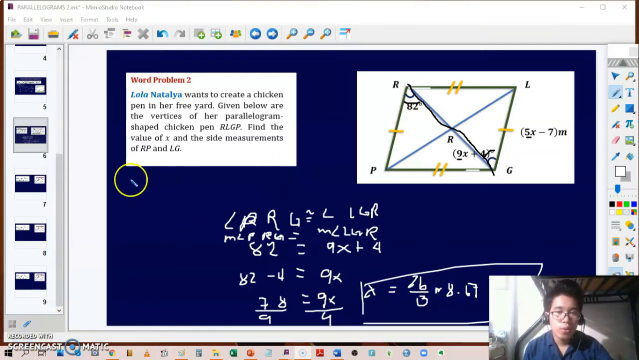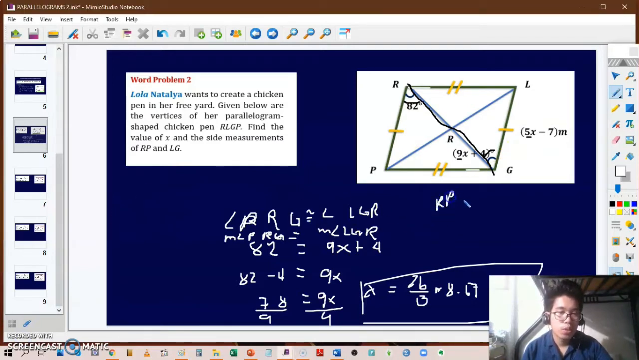Therefore, we can also say that line segment RP is congruent to line segment LG. So if we get the measurement of LG, we also get the measurement of RP. And line segment LG measures 5x minus 7 meters. So we can substitute the value of x here.